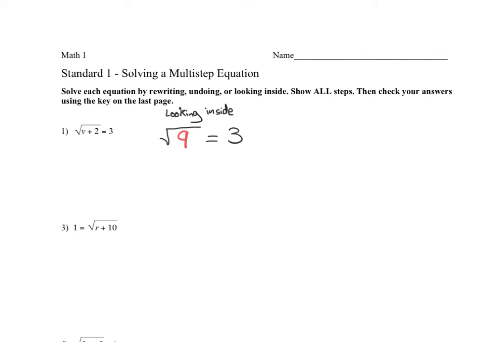Knowing that, when I look at that root symbol and I see v plus 2, I can say v plus 2 has to equal 9. Then, to isolate v, since 2 is being added to it, I want to do the opposite and subtract 2 from both sides. If I do an operation to one side of my equation, I have to do that same operation to the other side. So I end up with v equals 7. So that's looking inside.